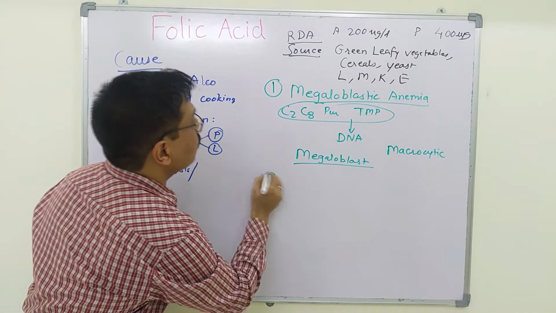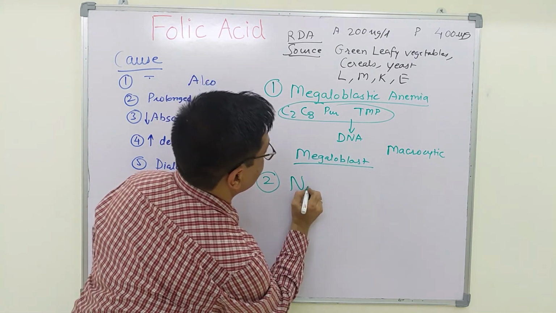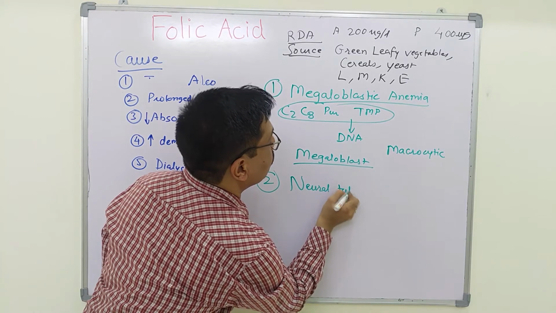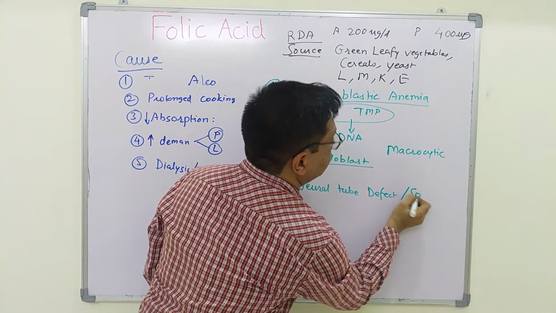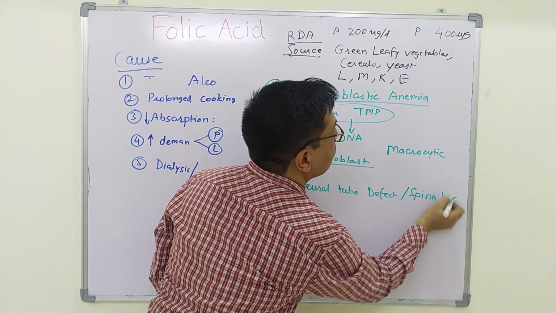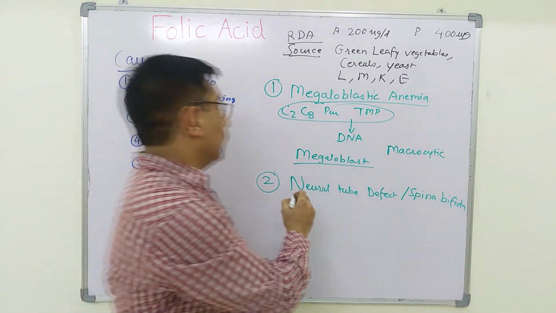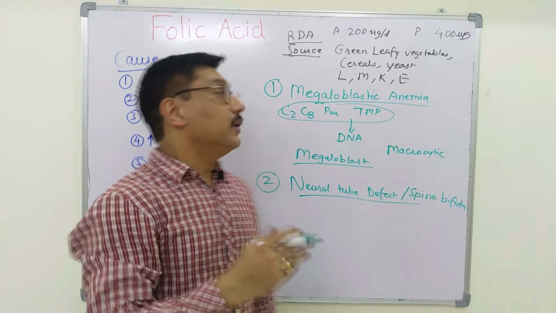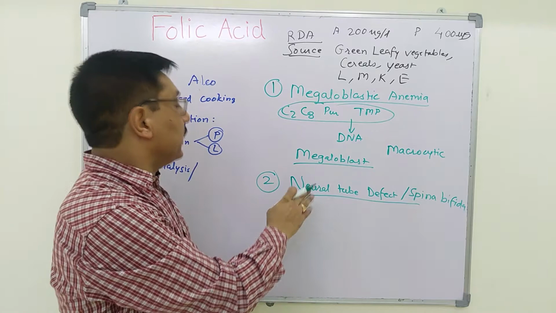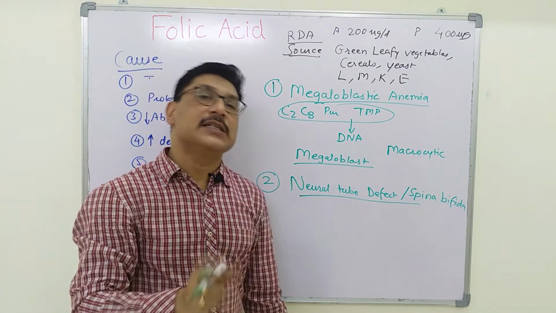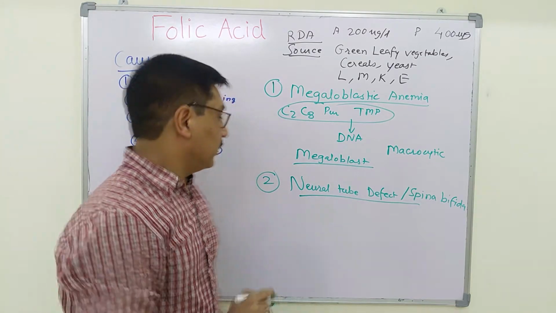The second manifestation of folic acid deficiency is neural tube defect and spina bifida. It is seen that during pregnancy, the folic acid requirement is increased. This is because there are rapidly dividing cells, and if folic acid deficiency is there in pregnancy, neural tube defects and spina bifida occur in the neonates.